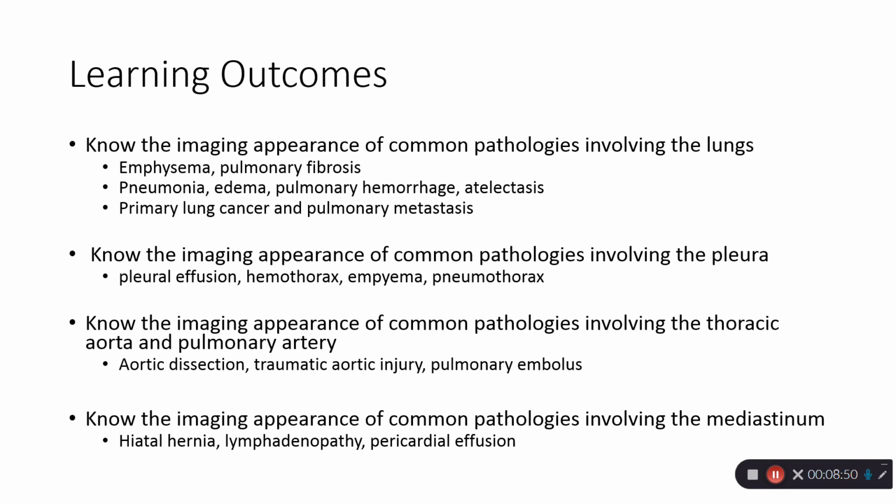We reviewed pleural anatomy. We saw examples of pleural effusion. We saw hemothorax as well as pleural hematoma and empyema and pneumothorax. We looked at imaging involving the mediastinum. We saw an example of an aortic dissection, traumatic aortic injury, as well as pulmonary embolus. And then we reviewed abnormalities involving the mediastinum, including hiatal hernia, lymphadenopathy, and pericardial effusion.